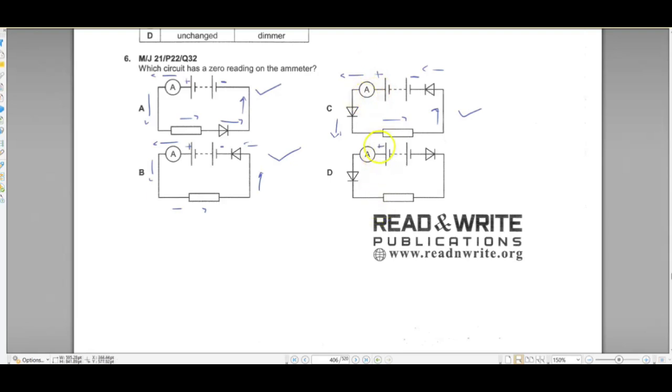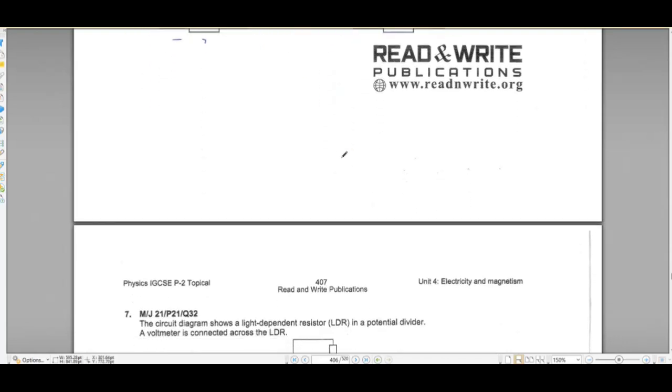When we see this, this is positive, this is negative. So the current starts from here. The diode lets it move to here, passes through this resistor, and when it goes here, the diode doesn't let it go to the negative terminal of the battery. It asks it to move back in this direction. So over here, the circuit is not going to get completed and there is not going to be a reading on this ammeter. Okay. So D is the correct answer.